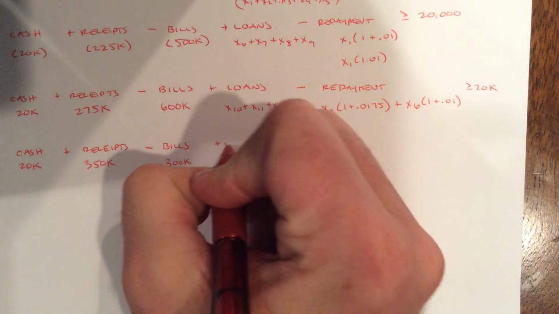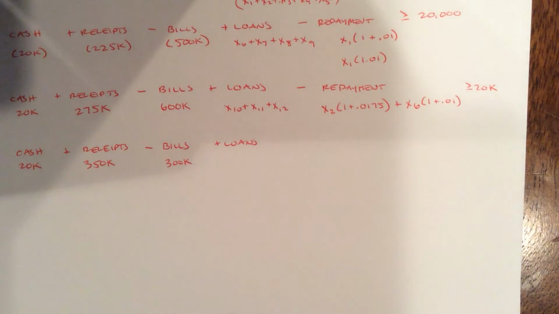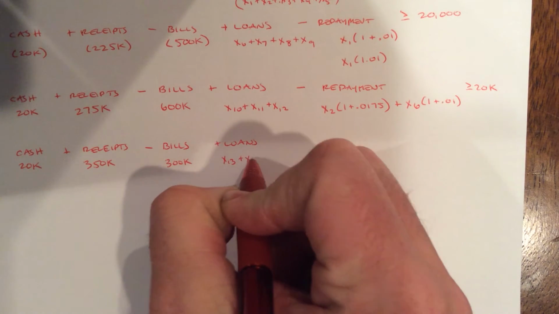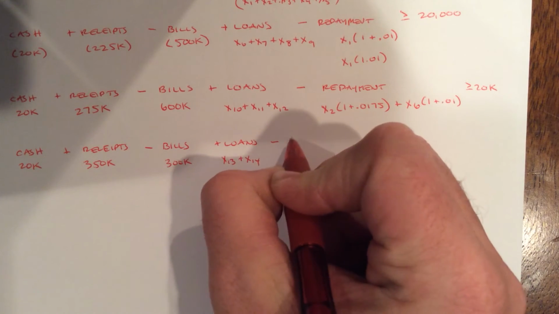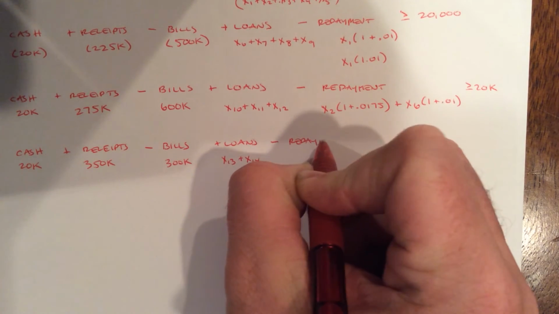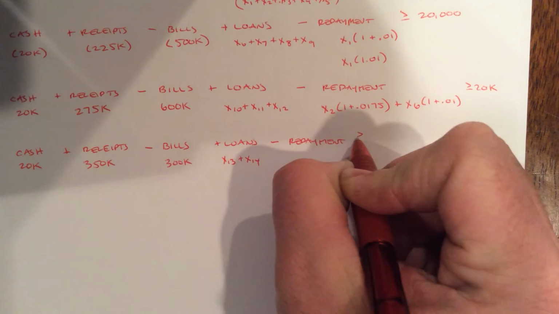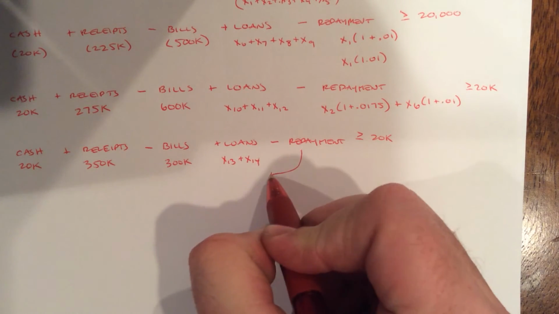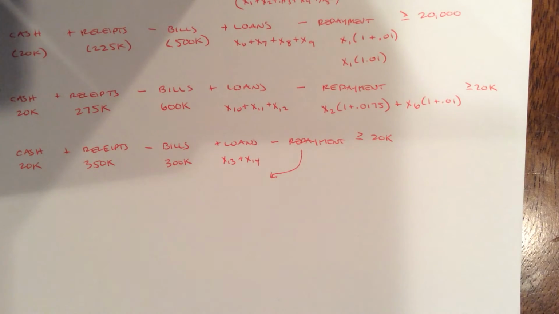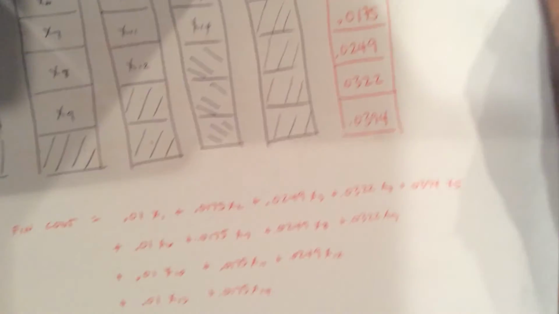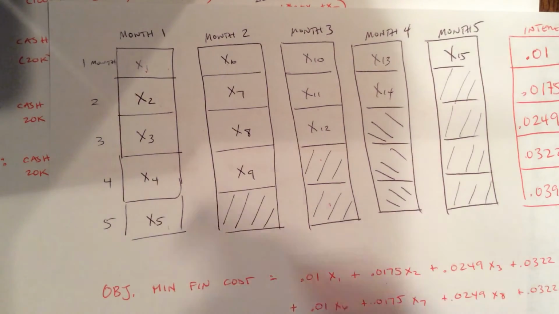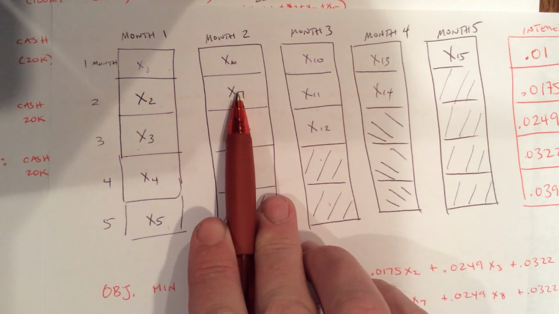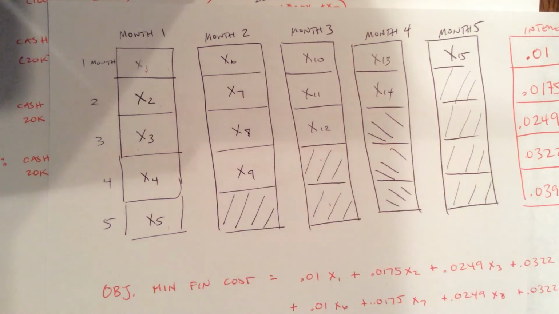Plus our loans. Our loan amount in month 4 is just X13 plus X14 minus our repayment, and that has to be greater than or equal to 20K. Well, let's see what our repayment is. What do we have to pay back in month 4? Think of this as going up a diagonal: we have to pay back the 3-month loan we took out in month 1, the 2-month loan we took out in month 2, and the 1-month loan we took out in month 3.